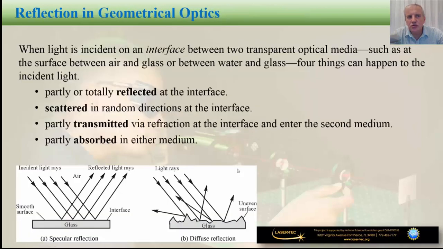So let's focus our attention on the first phenomenon, reflection of light. Let's see how geometrical optics approaches the phenomenon of reflection of light. When the light is incident on an interface between two transparent optical media, such as the surface between the air and the glass, or between the water and glass, four things are going to happen to the incident light. First, it's going to be partially or totally reflected. It is going to be scattered in random directions at the interface. It may also be partially transmitted via refraction at the interface and enter the second medium. And finally, it may also be partially absorbed in either medium.